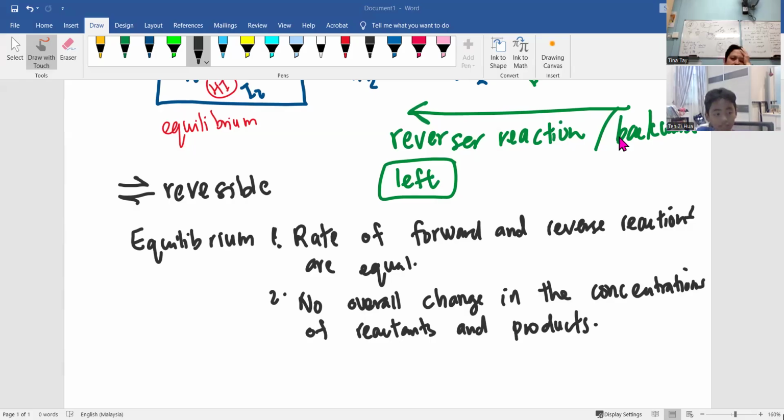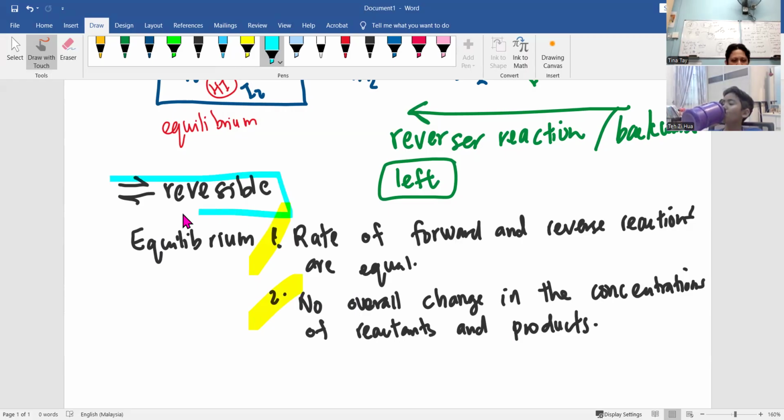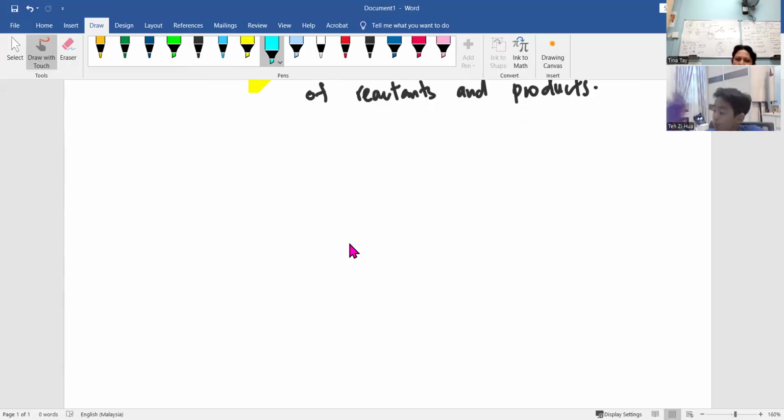Do you understand? Finished writing down already? Okay, so this is the definition. When they ask you for the definition, you must write this whole thing. It's a 2 mark question for definition. It's this and this. And then they usually ask you what this symbol means, and then it's reversible.